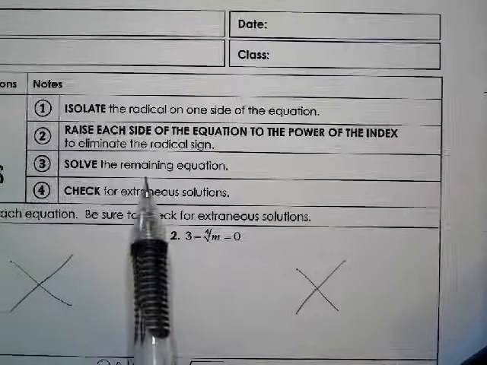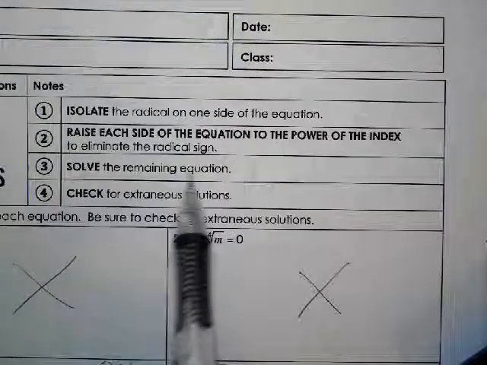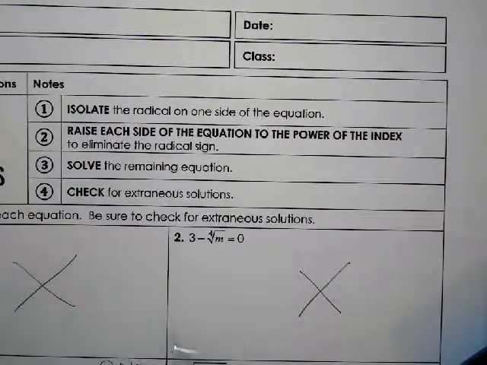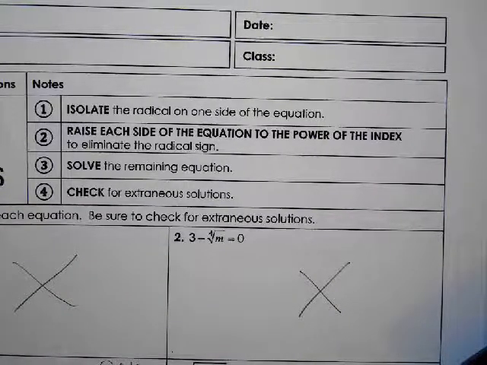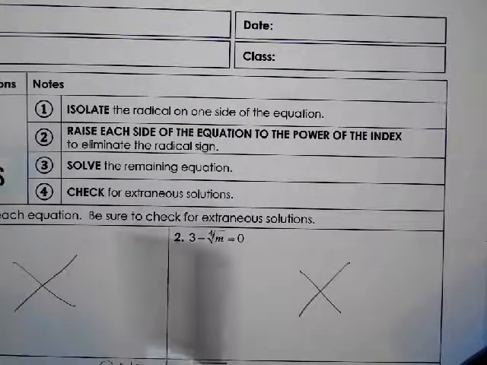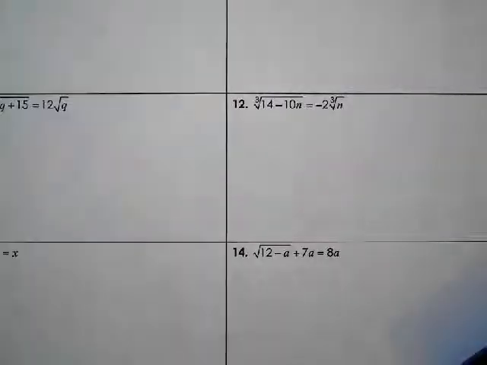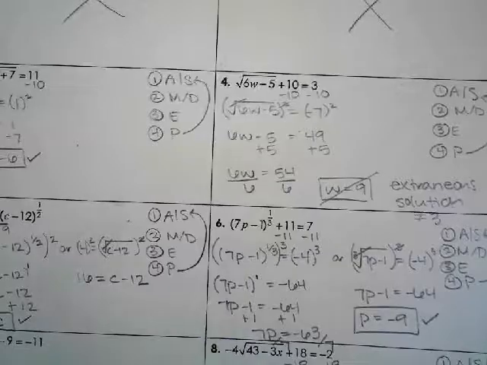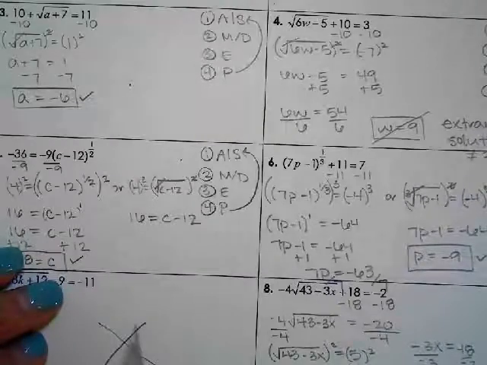And then you're going to raise each side of the equation to the power. So if it's a fourth root, you're going to raise it to the fourth power; square root, raise it to the second power; third root, raise it to the third power, and then you're going to solve the equation. So anytime you only have one variable, though, the best way to know the correct order for solving an equation is to do the order of operations backwards.